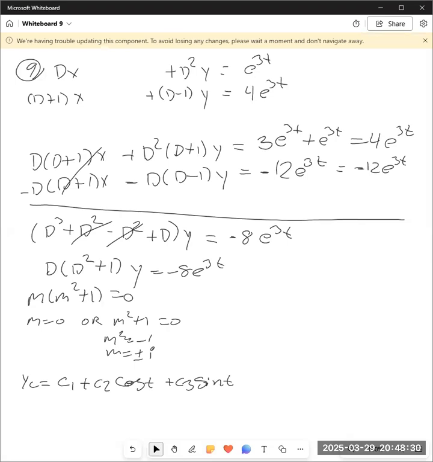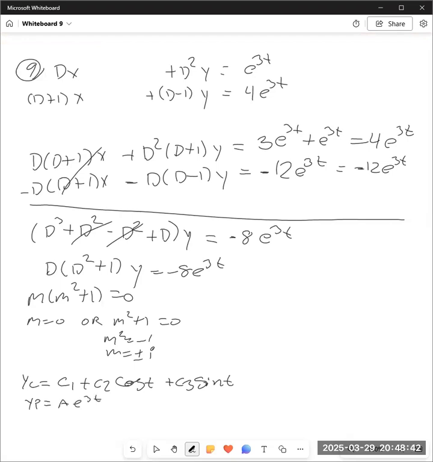My particular solution for y is going to have to be in the form of a e to the 3t. And let's see, we need to get to a third derivative, it looks like, a third derivative plus a first derivative here. So dyp is 3a e to the 3t, d2yp is 9a e to the 3t, and d3yp is 27a e to the 3t.